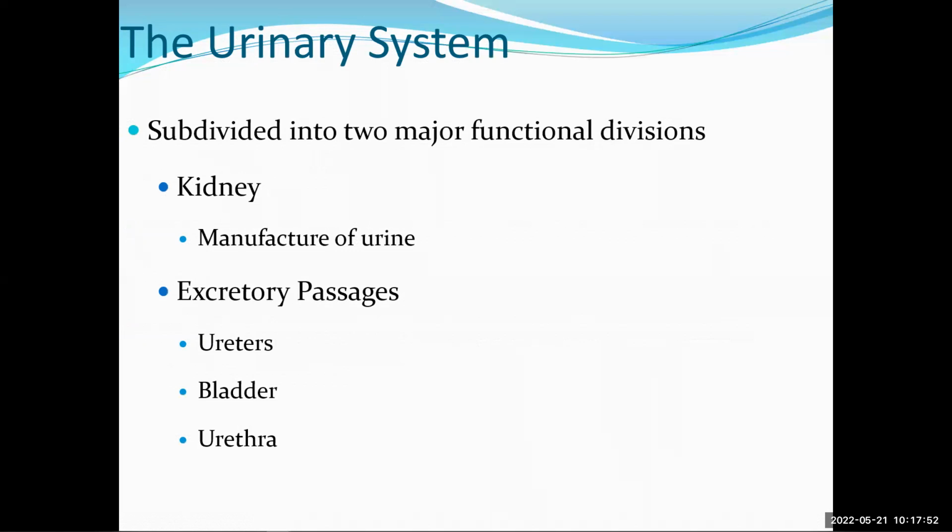Urinary system, subdivided into two major functional divisions: the kidney and the excretory passages. Kidney, major function, of course, manufacture of the urine, and the excretory passages, the ureters empty to the bladder, and of course, the bladder empties via the urethra to the external area.